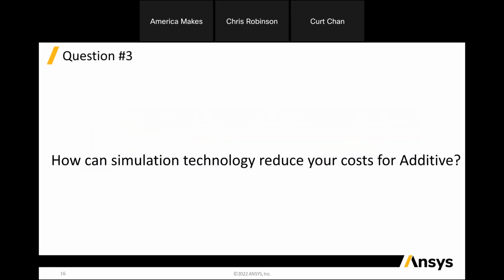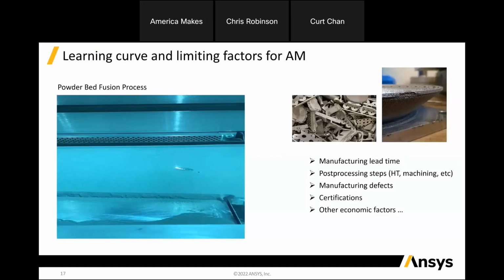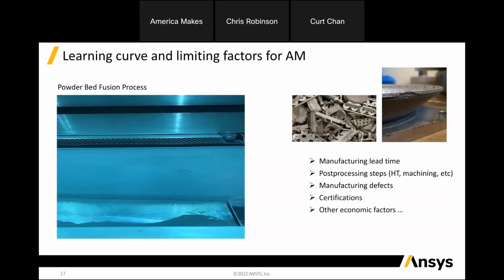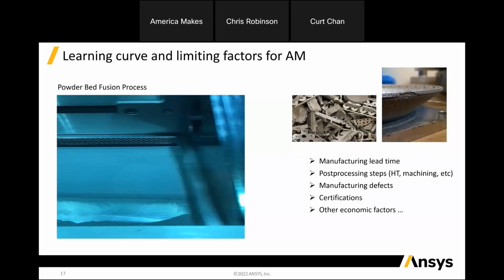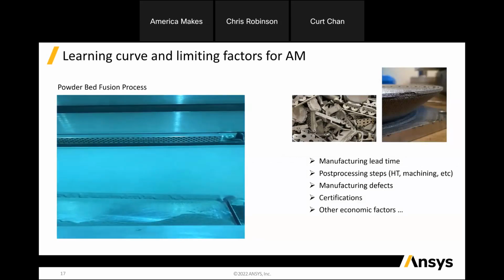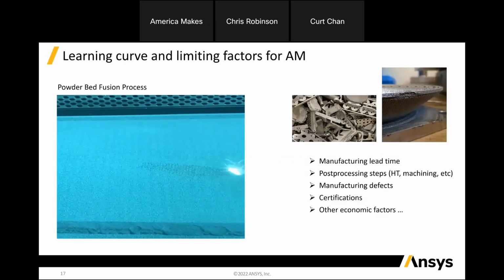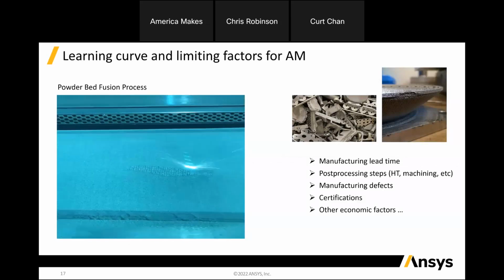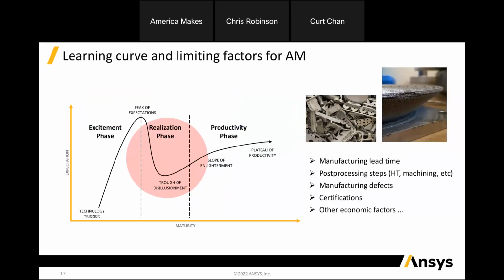So now as we step into question number 3, how can simulation technology really reduce your cost for additive? And we've, of course, touched on this a little bit already. But as we look here, this is just a quick example. We'll actually see this video a little bit later on as well. But in the powder bed fusion process, some of the problems that end up occurring as you're going through this process are manufacturing lead time, post-processing steps, manufacturing defects, certifications, plenty of other economic factors.